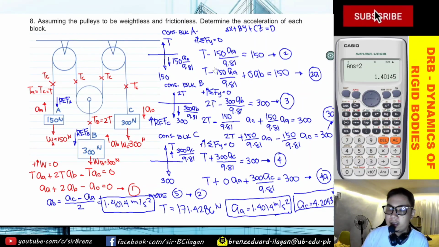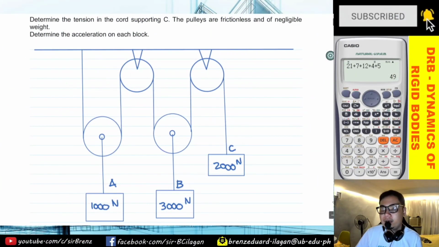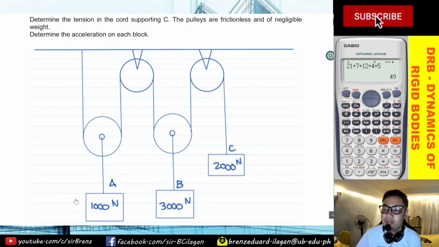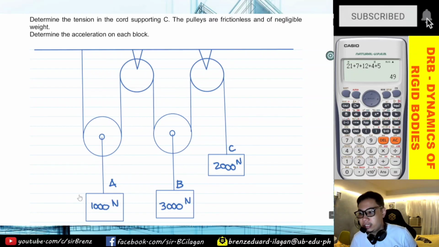Okay guys, so let's proceed with the next discussion. For this problem, determine the tension in the cord supporting block C. The pulleys are frictionless and of negligible weight. Also determine the acceleration on each block. So guys, almost kapareho lang din naman ito ng previous problem. So please try to solve this problem.